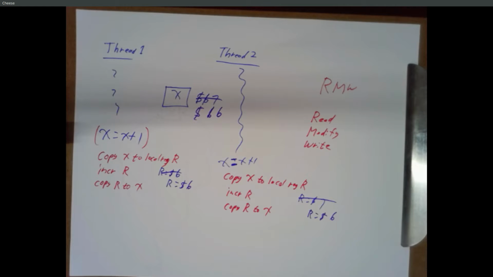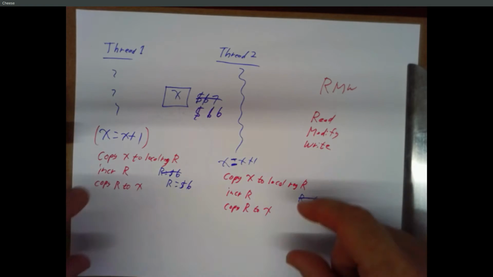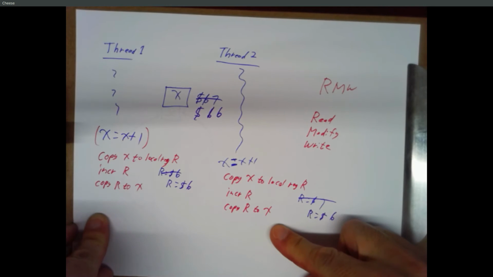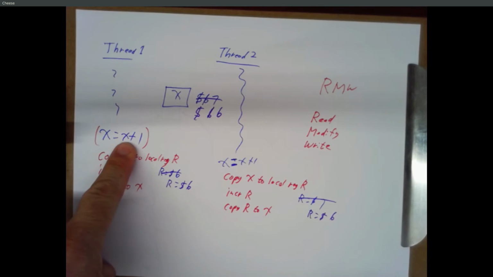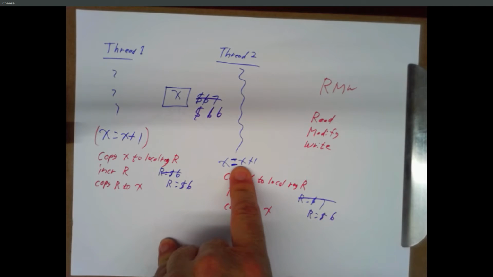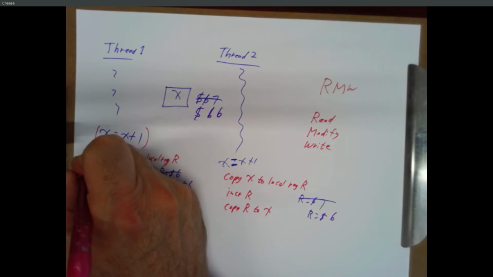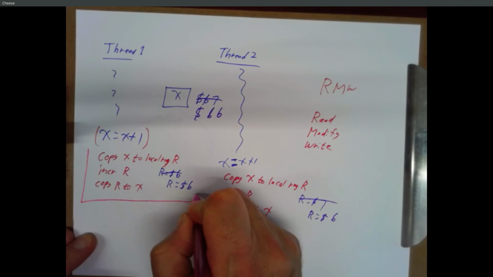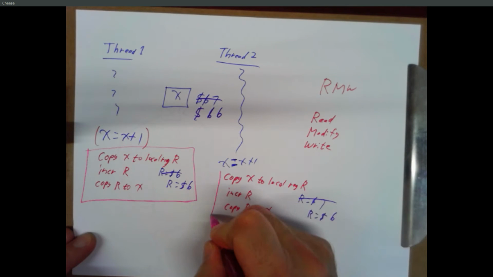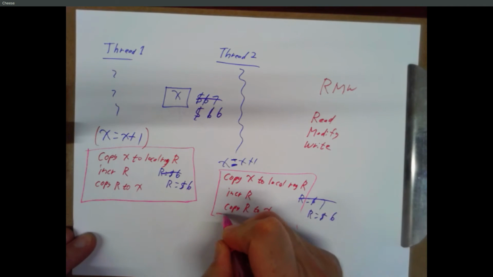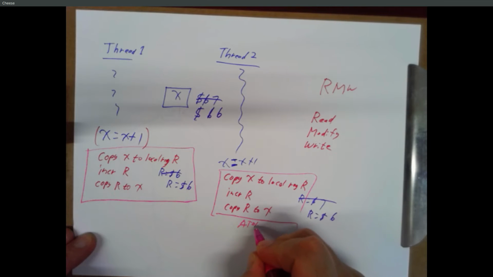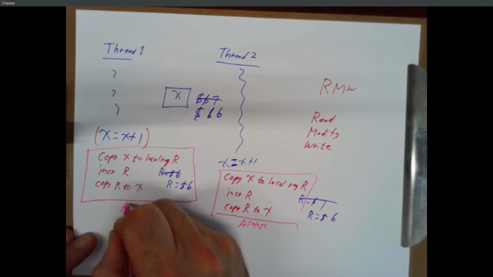Now, to synchronize it, you need to prevent this situation, right? You need to make sure that while this thing is doing x equals x plus 1, this thing doesn't interrupt it and start doing x equals x plus 1. And the trick is, if you can make all of this what we call atomic, so what does atomic mean? What's an atom?